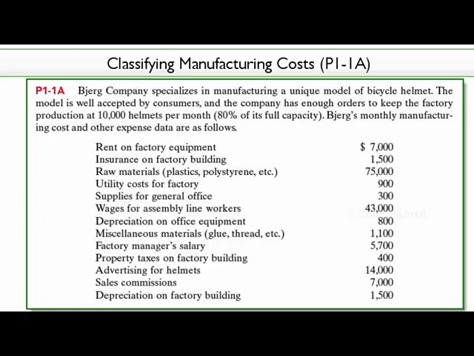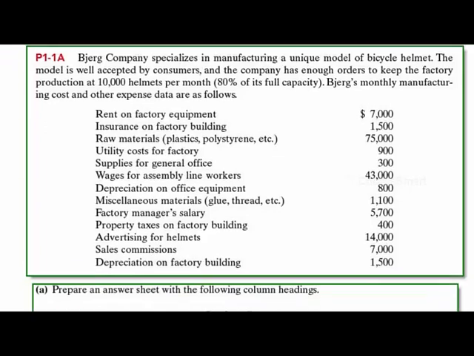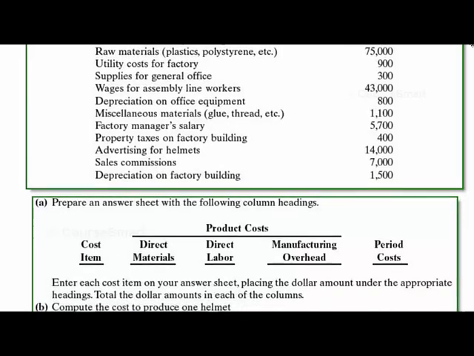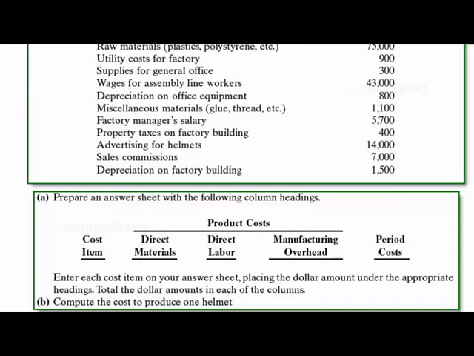Now, on this problem, what we're asked to do on Part A is to prepare an answer sheet with the following column headings that you see on the bottom portion of this slide. And we are to enter each cost item on your answer sheet, placing the dollar amount under the appropriate headings, and then we need to total the columns. Then on Part B, we'll compute the cost to produce one helmet.